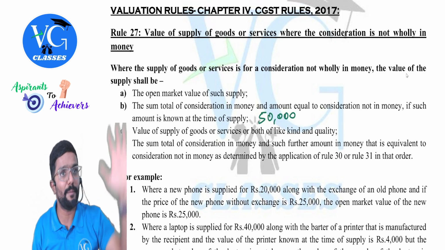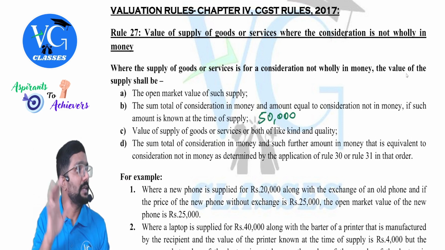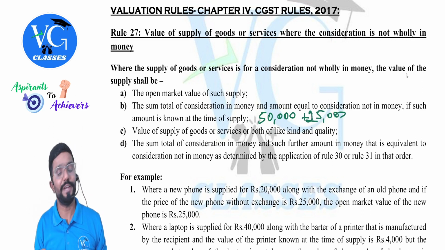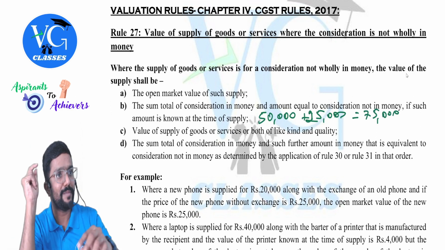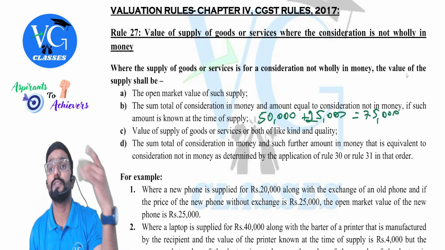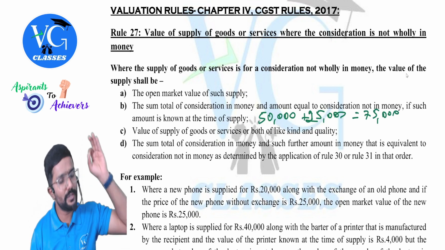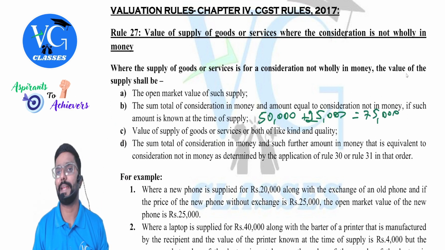Consideration not in money is the old laptop. Now you need to check what is the value of that laptop. Assume as per him the calculation is 15,000. Or else let us take it as 25 only. So what will be the value of supply of the new laptop, guys? 75,000. I repeat. First is open market value. Means if the new laptop is sold fully for money, it would have been sold for how much? 70,000. Or else from my point of view, assume I am the purchaser. If I purchase only the laptop without any exchange, how much would I have paid? 70,000. That is open market value.